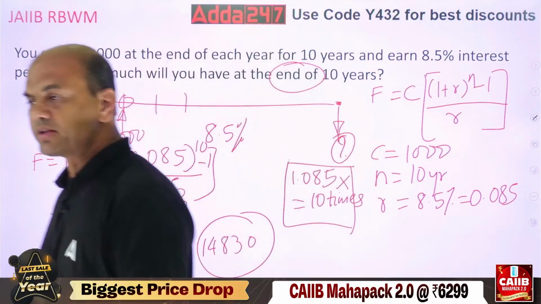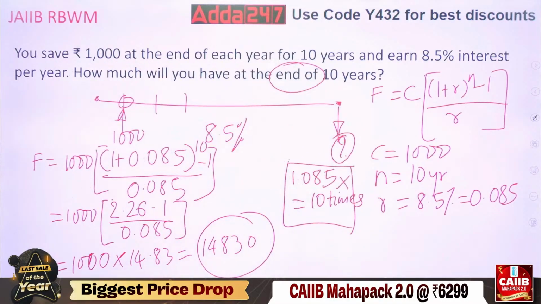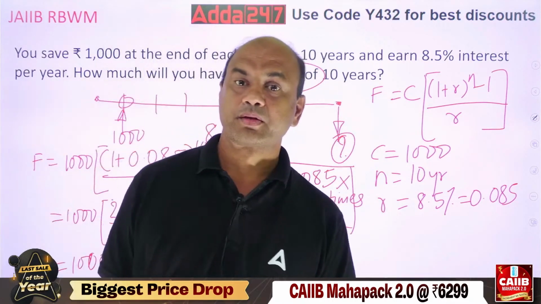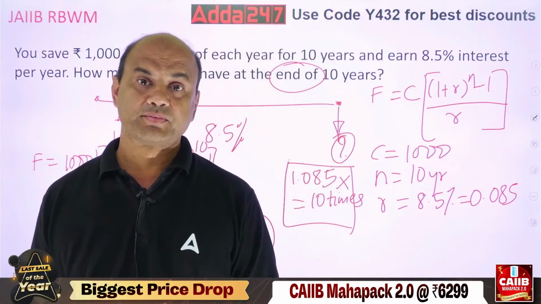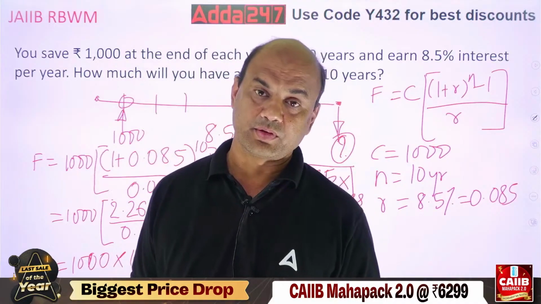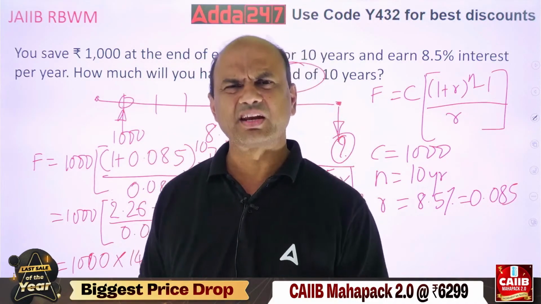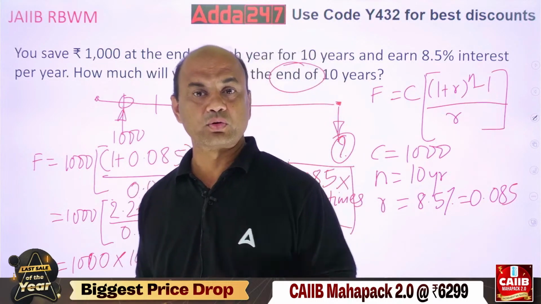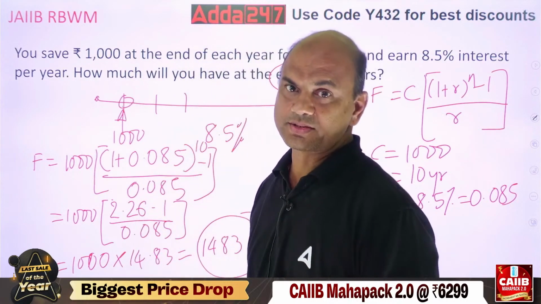Got it, everyone? Is the concept clear? These two numericals are surely there in your RBWM paper also. Remember, this time, May 25, numericals are heavy. Every year they are asking numericals, so don't leave any of the numericals.